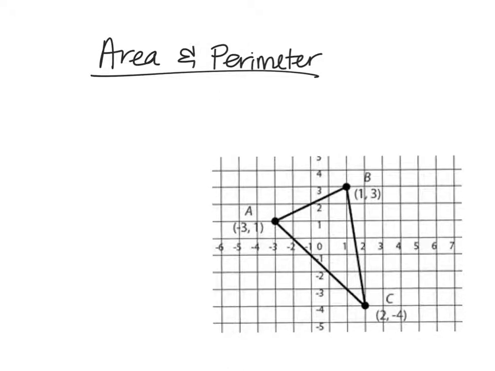Okay, so this lesson is just about area and perimeter. You all already know most of how to do that, but I just want to remind you of a few things. So perimeter is the sum of all the distances, or the sides. So it's the sum of all sides of a shape.